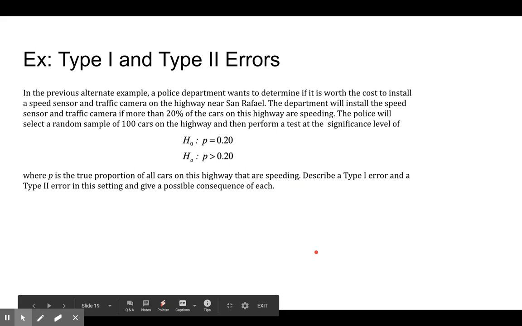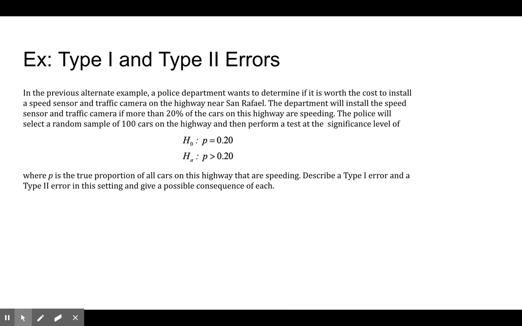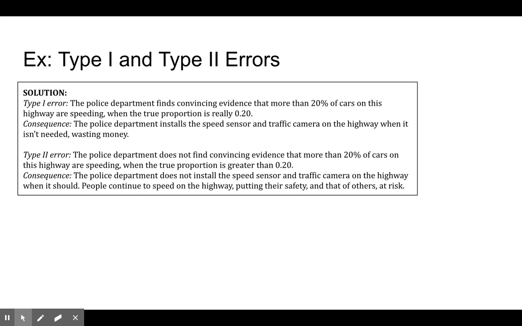All right, so let's read this example and then we'll move on. Let's describe a type 1 error and a type 2 error in this setting and give a possible consequence of each. So a type 1 error is the police department finds convincing evidence that more than 20% of cars on this highway are speeding when the true proportion is really 0.2. The consequence of this would be the police department installs the speed sensors and traffic cameras on the highway when it isn't needed, which wastes money.